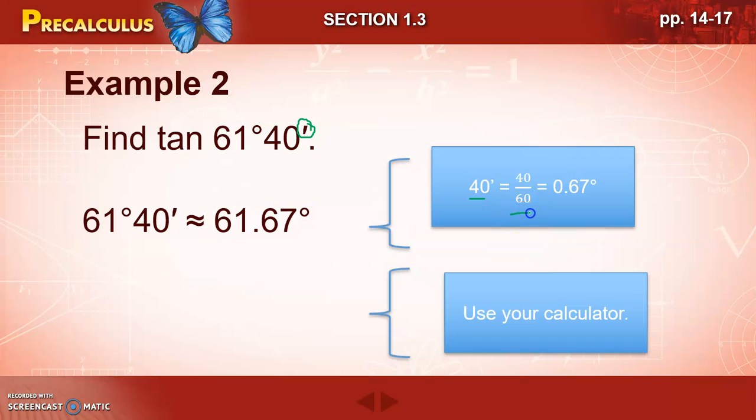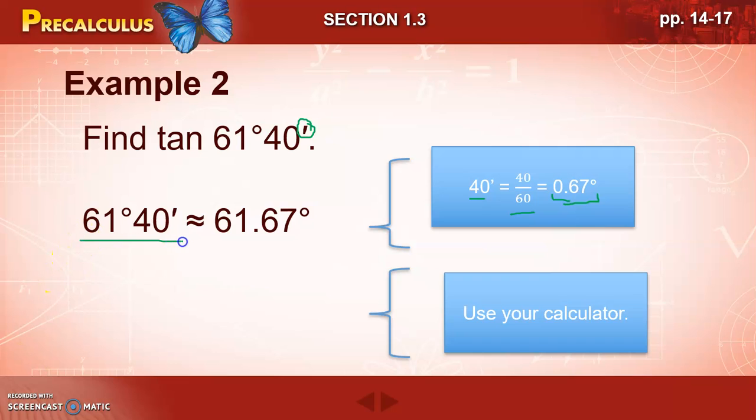and 40 over 60 minutes. 40 divided by 60 gives us 0.67 degrees. So this total amount is 61.67 degrees. I was reading that incorrectly.